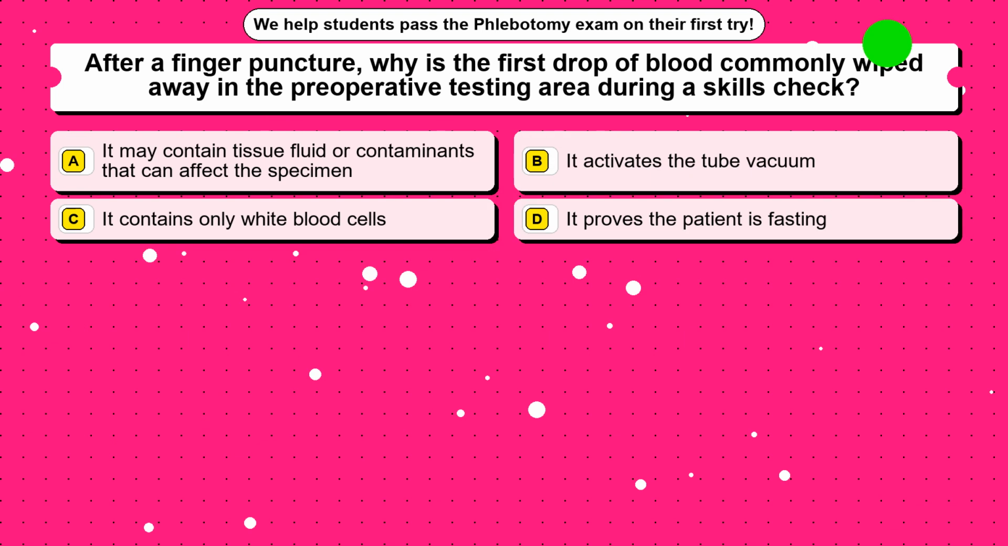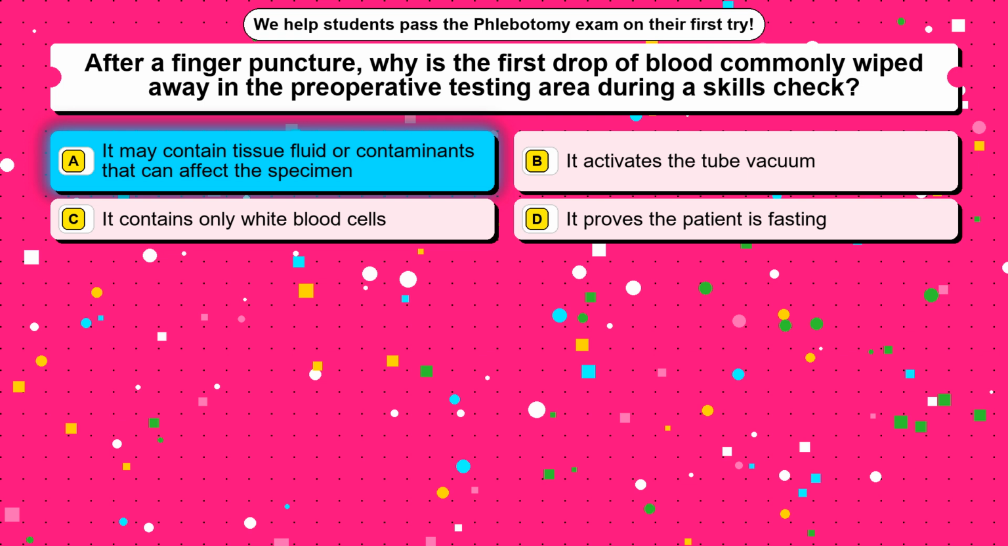Question 82. After a finger puncture, why is the first drop of blood commonly wiped away in the preoperative testing area during a skills check? Option A. It may contain tissue fluid or contaminants that can affect the specimen. Option B. It activates the tube vacuum. Option C. It contains only white blood cells. Option D. It proves the patient is fasting.